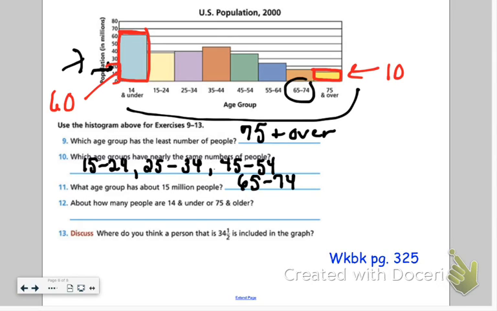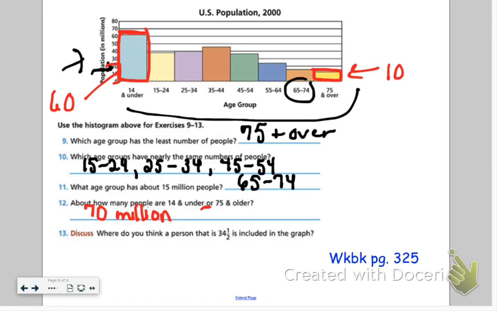So if I put those together, because it says 14 and under or 75 and older, I've got to combine those, that's about 70 million people that are in those age groups. So if you think about it, it makes sense that there's a lot of younger people, and then the numbers start to decrease as you get older, because obviously as you get older, more people are going to pass away.